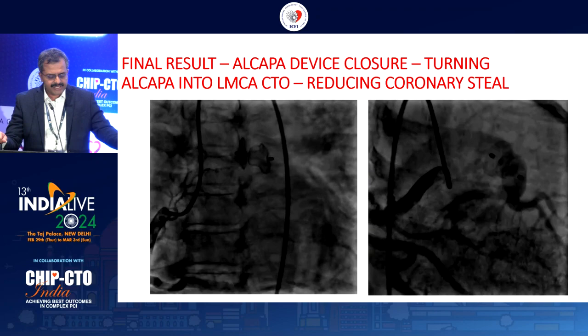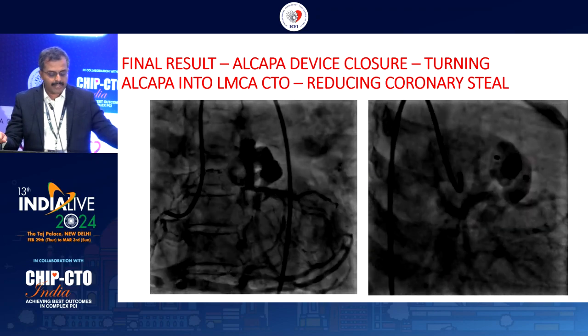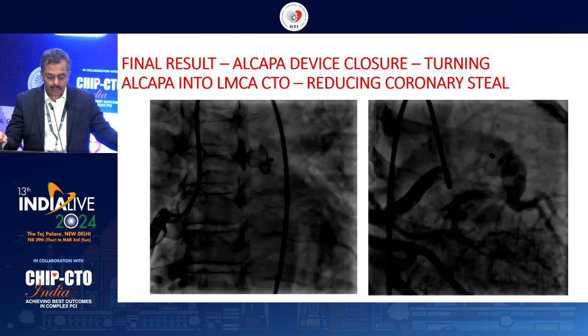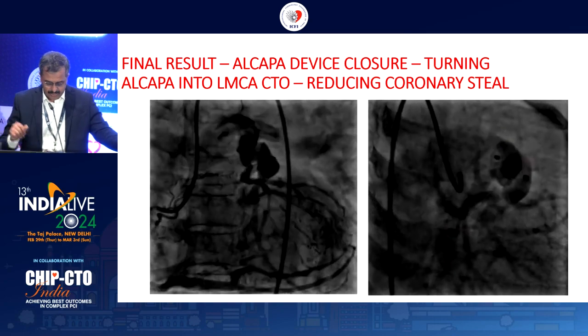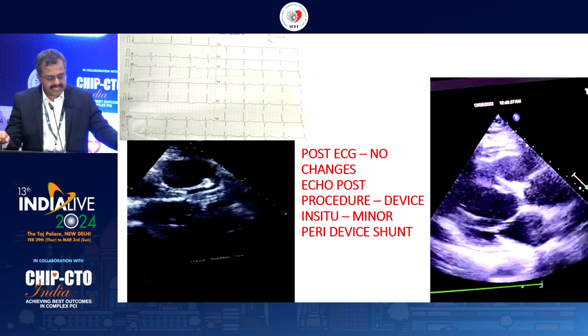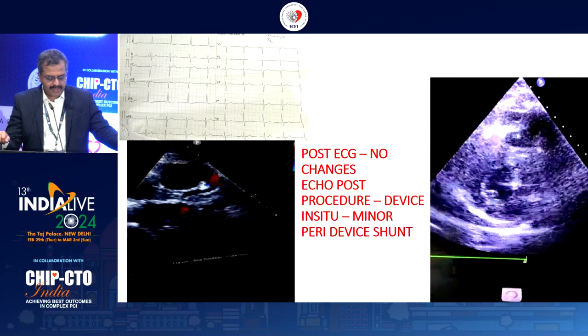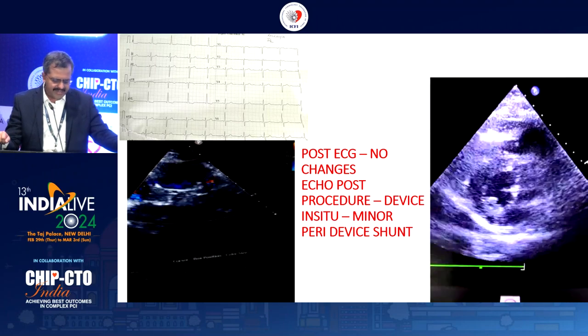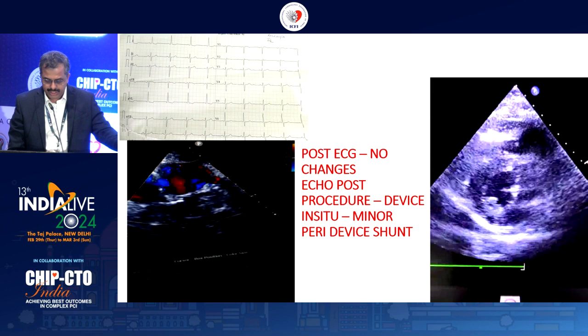Eventually we are converting an ALCAPA into an LMCA CTO just to reduce the coronary steal. So that's why I said we are creating a CTO to treat a disease. This is the post-procedure ECG. The changes settle off. Echo shows there's minor intra-device leak. The device is in situ.